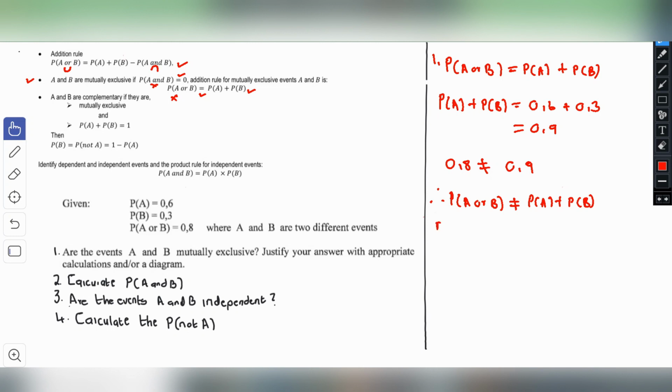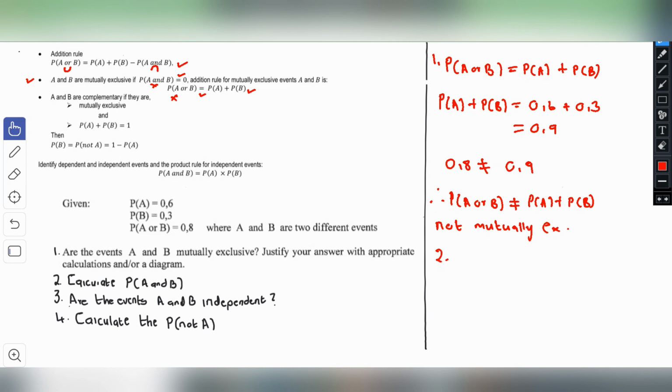Not mutually exclusive, right? Therefore, we are done with the first one. So you see how we solve the question for mutual exclusivity. The other thing you need to be aware of is that sometimes you may be told that these two events are mutually exclusive, and you have to solve this type of equation. We'll talk about it later.